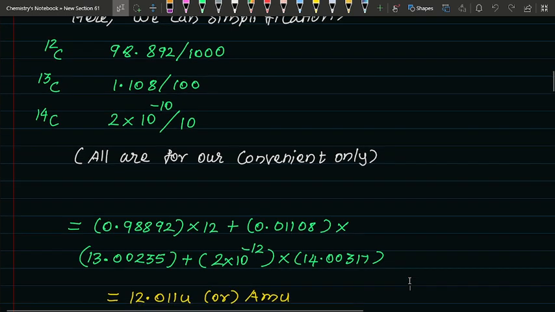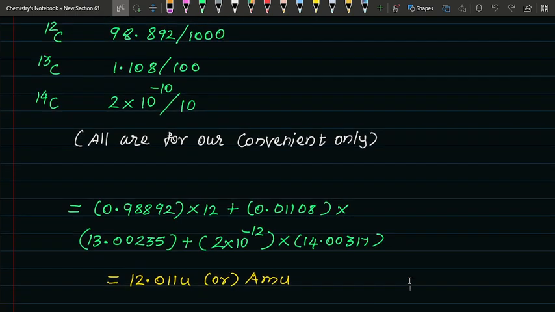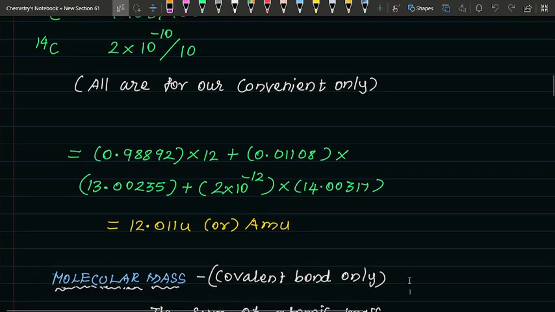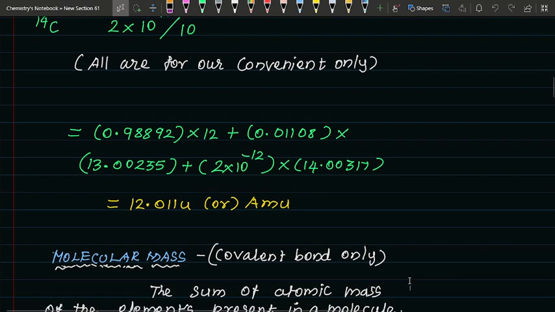See below. So 0.98892 × 12 plus 0.01108 × 13.00335 plus 2×10⁻¹² × 14.00317. Totally we get 12.011 u, the atomic mass unit. This is the average atomic mass for the carbon atom, because carbon has isotopes, as do deuterium and tritium.